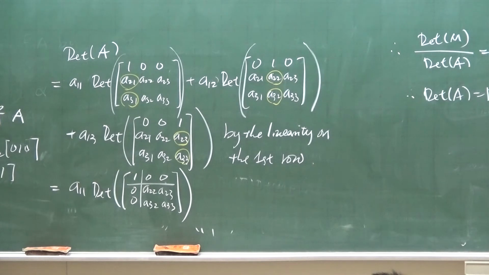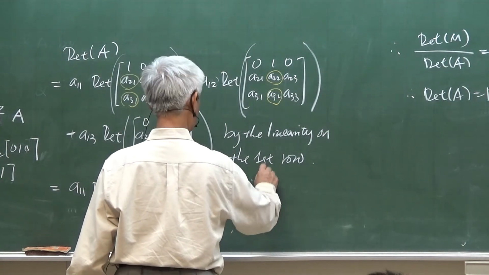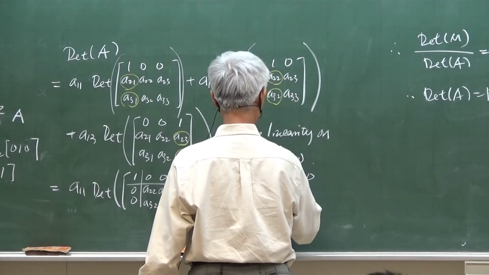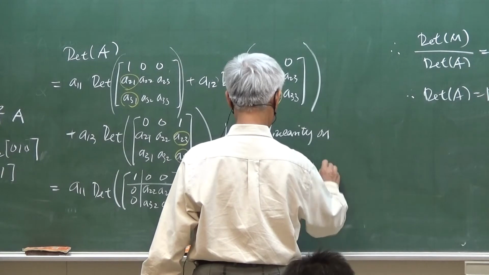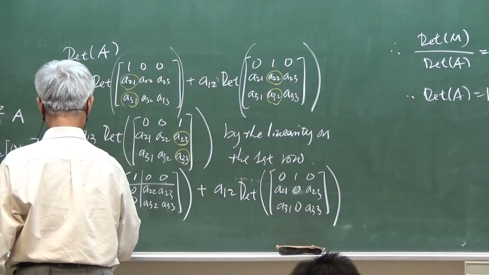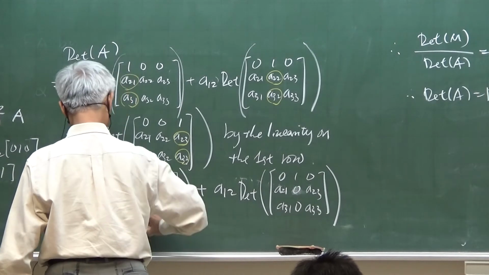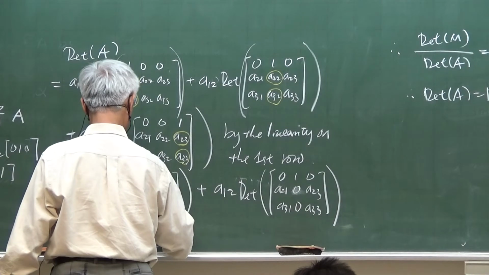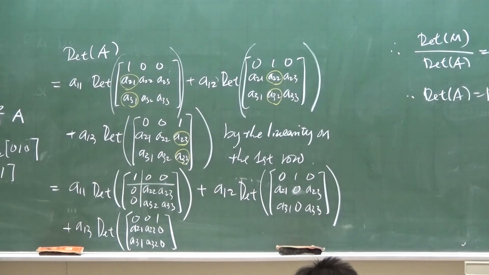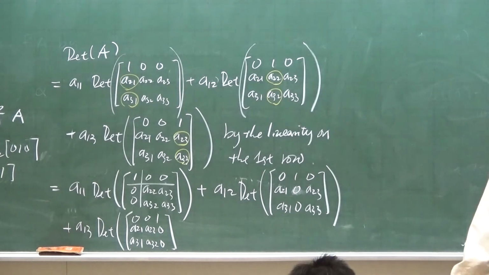Now you will see the connection, right? And A12 times the determinant of 0, 1, 0, A21, 0, A23, A31, 0, A33, and A13 times the determinant of 0, 0, 1, A21, A22, 0, A31, A32, 0. Okay, that way.